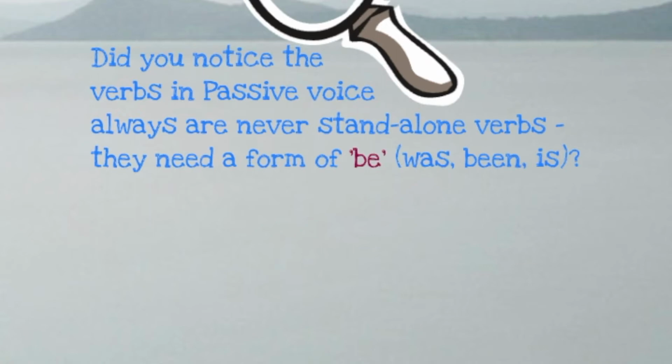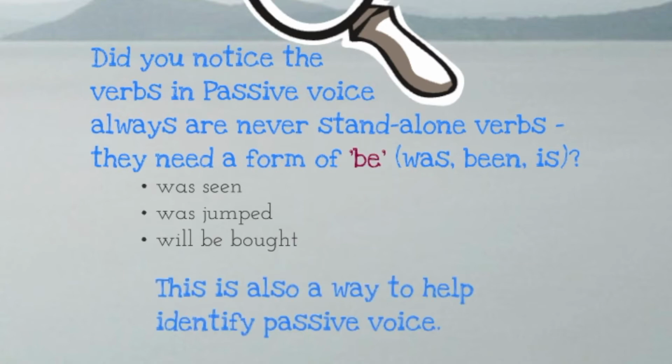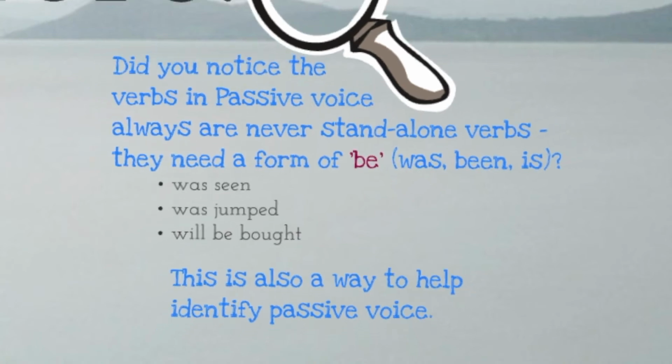Did you notice that verbs in the passive voice are never standalone verbs? They need a form of be: was, been, is. These are called helping verbs. So when you see passive voice sentences, you will always see two verbs working together as one. Was seen, was jumped, will be bought. Verbs working together as one. This is a way to help identify passive voice.